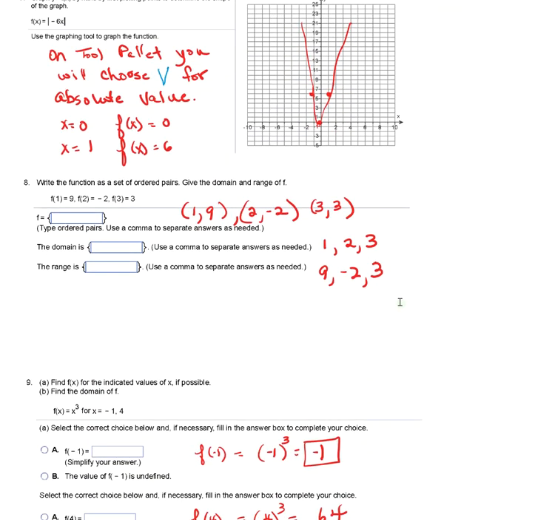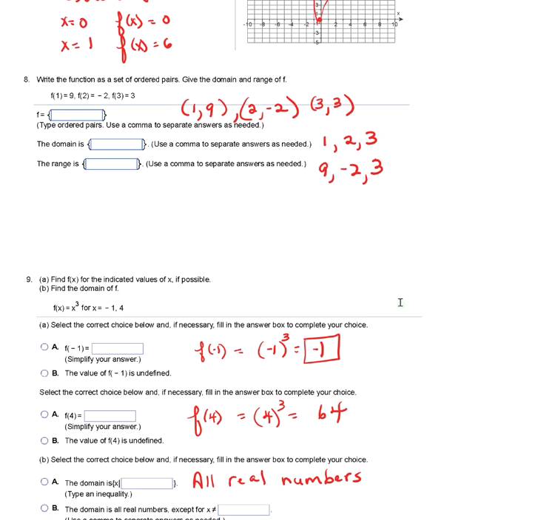All right, let's look at number 8. Write the function as a set of ordered pairs. Give the domain and range. So it says f of 1 is 9, f of 2 is negative 2, f of 3 is 3. Well, there you go. There's your x, there's your y. X, y, x, y. So I put them in parentheses and pay attention to the directions. It says type ordered pairs and use a comma to separate the answer.